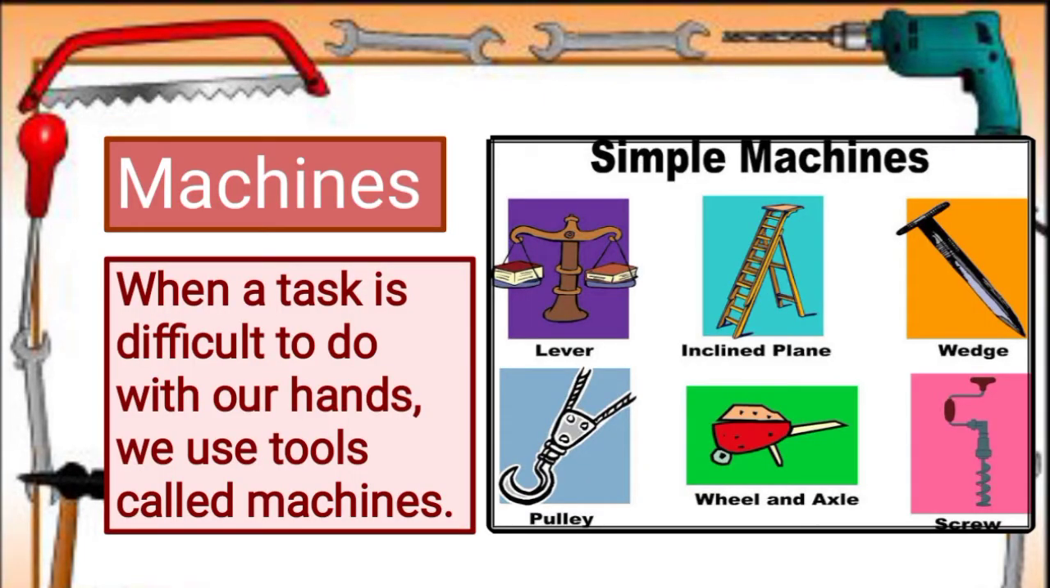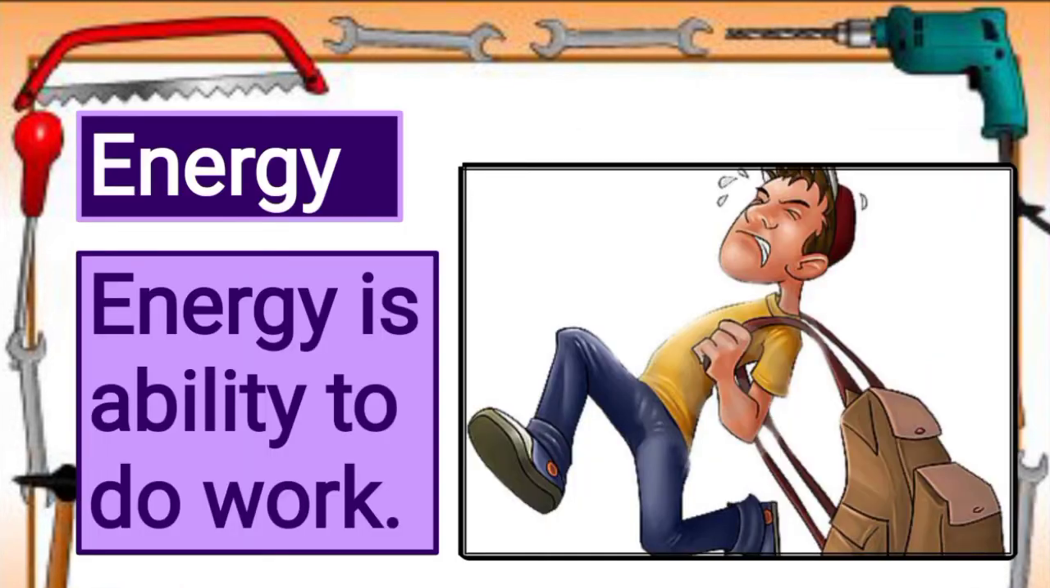When a task is difficult to do with our hands, what do we use? Yes, we use tools which are called machines. And a simple machine is a tool that makes our task or work easier and faster with the use of less force.